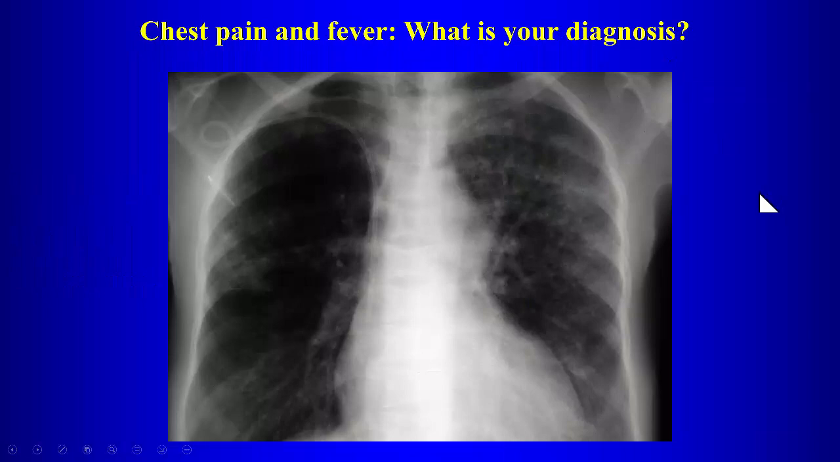So I give you this chest radiograph, chest pain and fever. You should be able to arrive at a specific diagnosis in this particular case if you put the findings together. So what are the findings on the chest radiograph? Yeah, so we have some hazy opacity up here, maybe a little bit down here, over here, right?